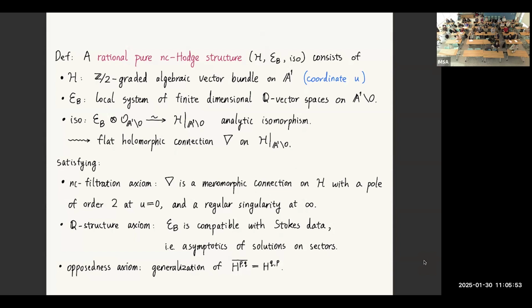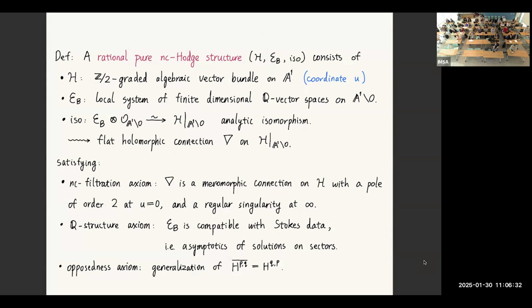Roughly, it means that since it has a pole of order 2, you can't really find the solutions around 0. All you can do is to find solutions on sectors around 0, and then you look at the asymptotics of solutions, you get the Stokes filtration, and we ask the filtration to be compatible with this local system, meaning that if you intersect the filtration with the local system, you can still generate the filtration.